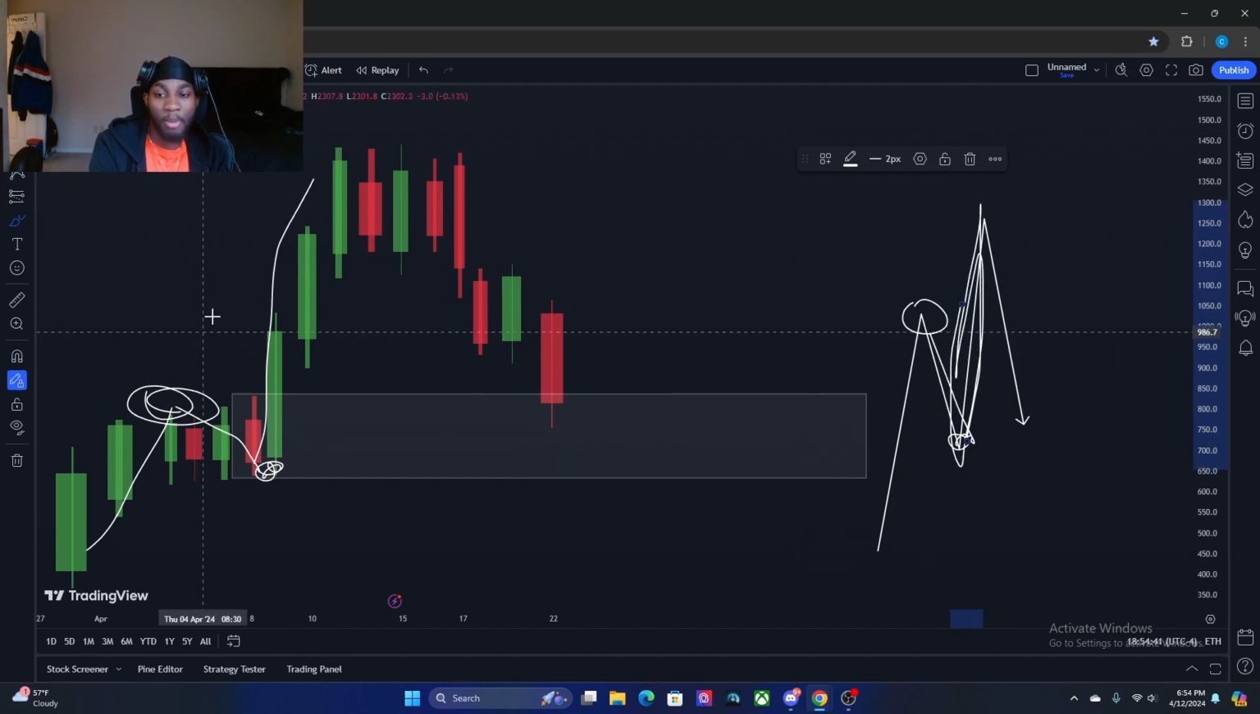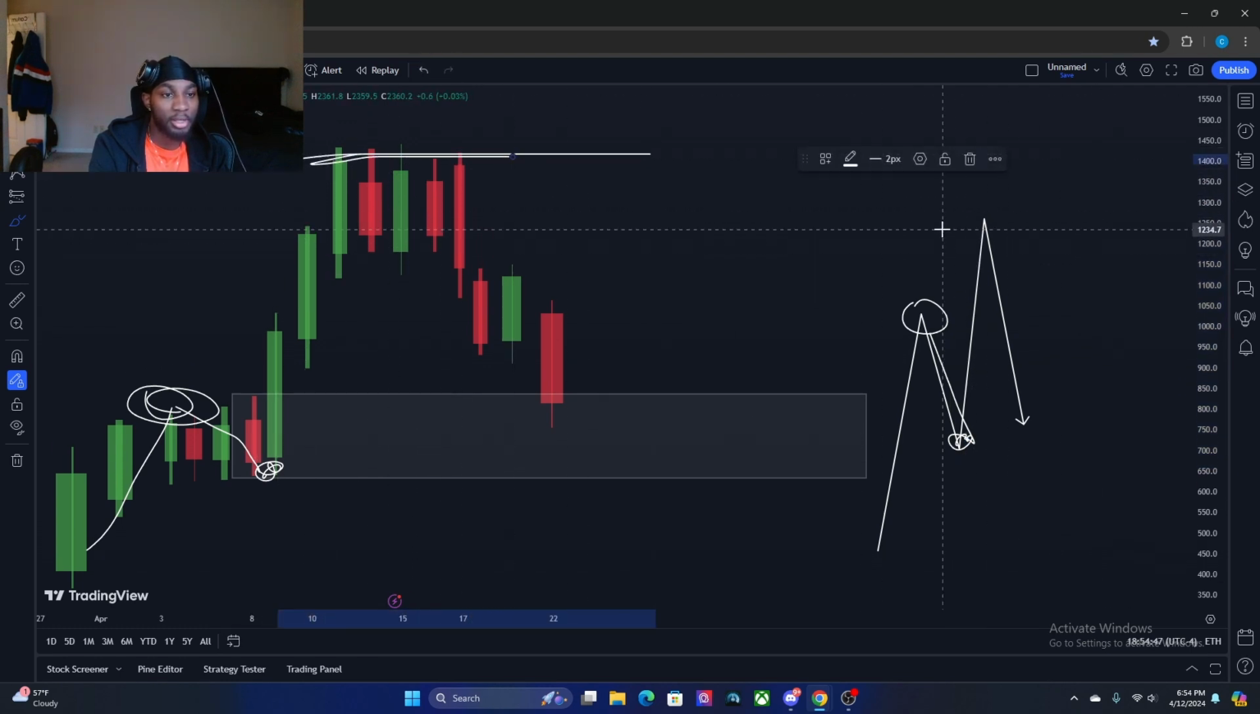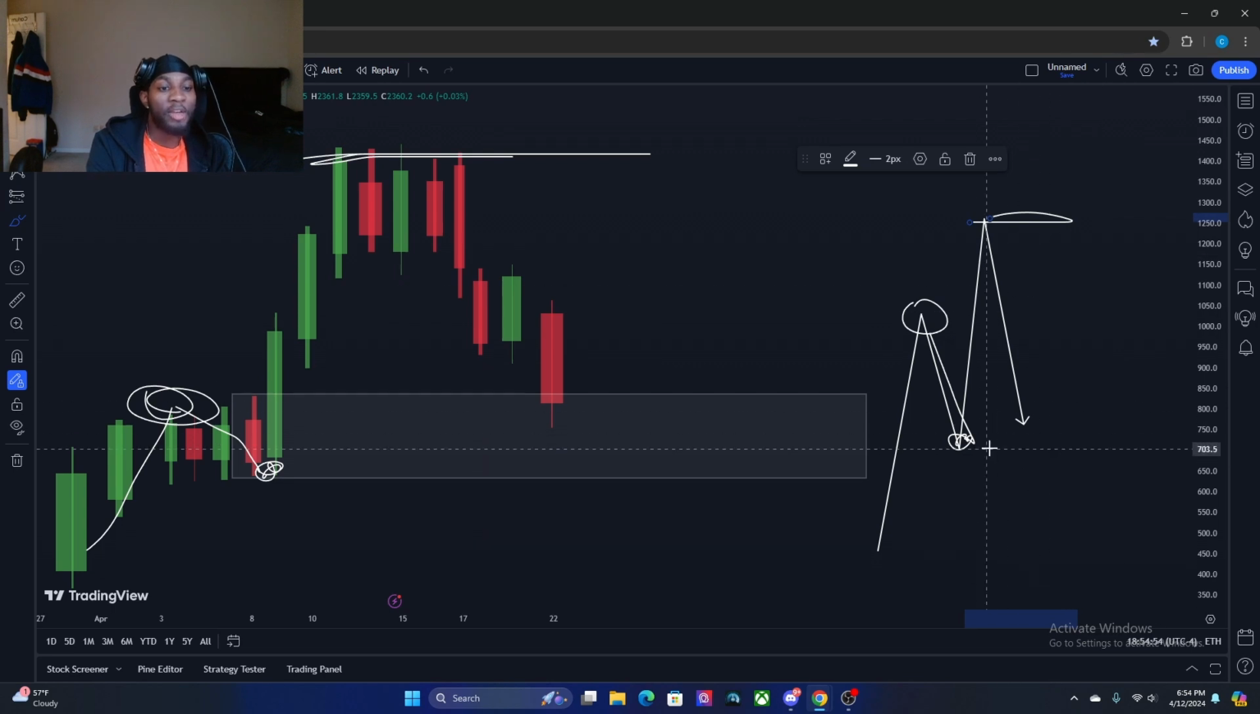Okay? So remember how we were talking about that. We then create a resistance right here. This is your resistance being created. That's the new high point you have, right? You're waiting for that pullback into this zone. Remember I said that. You're waiting for the pullback into this zone.